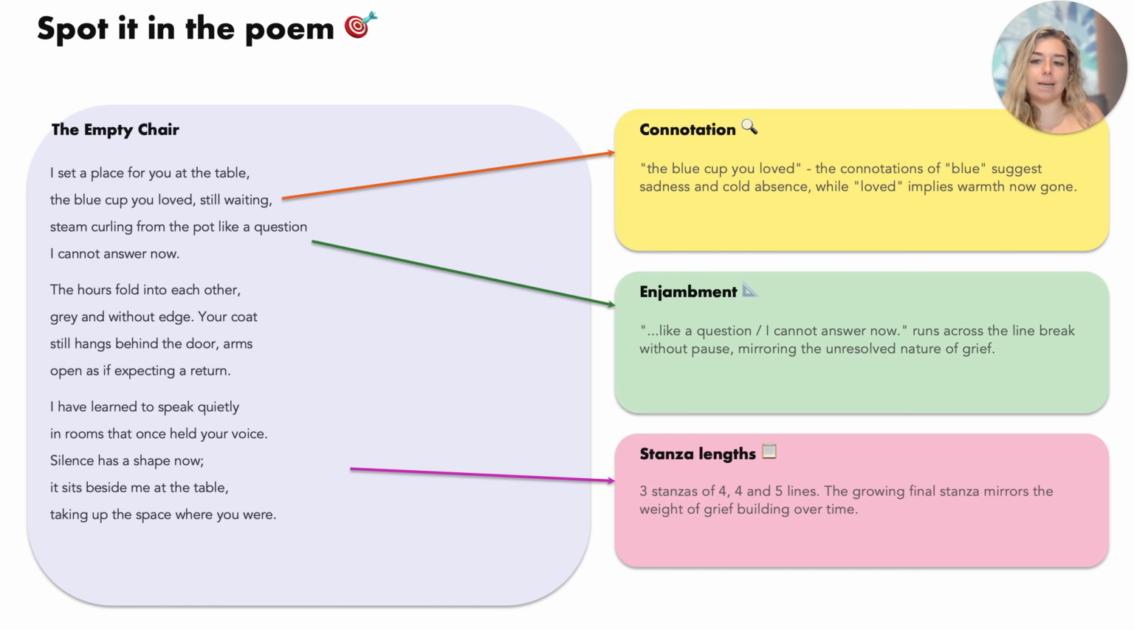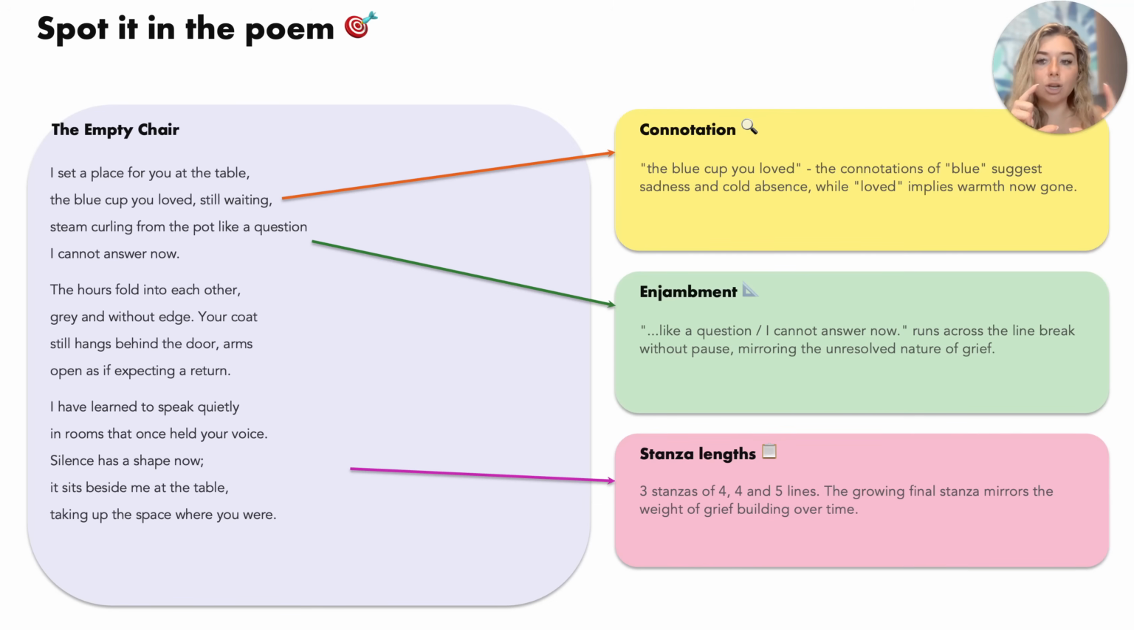And the last one we've got is stanza lengths. So what I'm going to do is I've got 3 stanzas, and I would go through and count them. I'd be like, okay, I've got 1, 2, 3, 4. That's 4 lines. I got 1, 2, 3, 4. That's 4 lines. And I got 1, 2, 3, 4, 5. That's 5 lines. So what I could say is that the growing final stanza mirrors the weight of grief building over time. So again, you can see I've been like, okay, it's regular. Again, maybe showing that this grief is continual, but the fact that the last stanza gets bigger, because it's obviously 5 lines, it shows how their grief has got bigger over time.